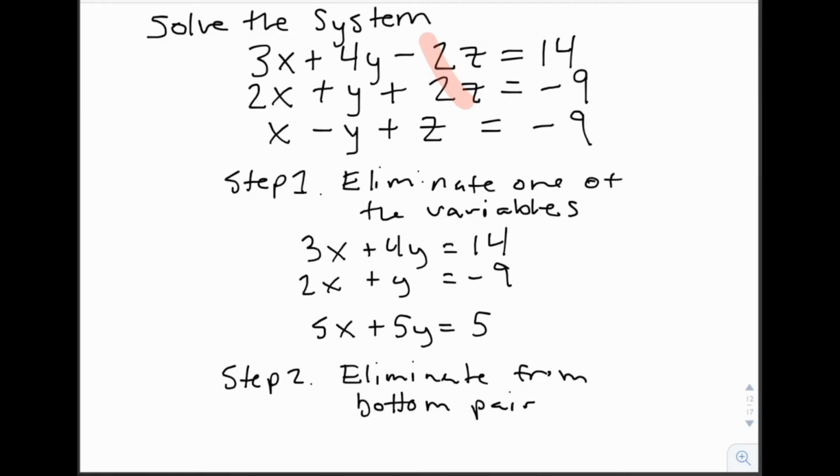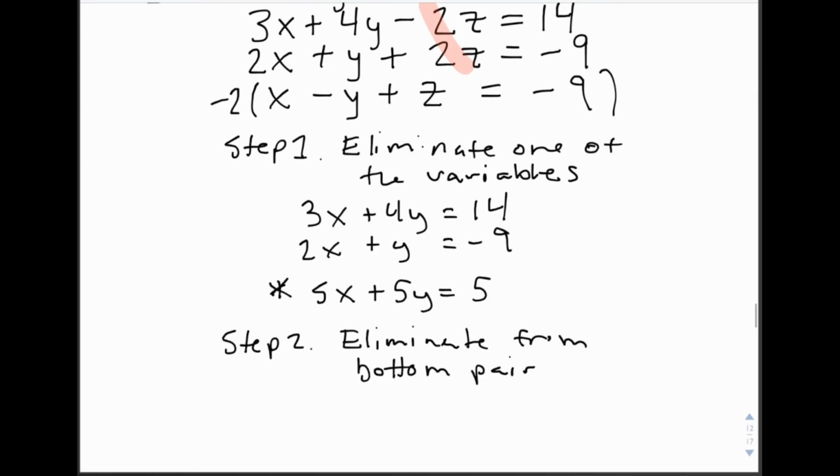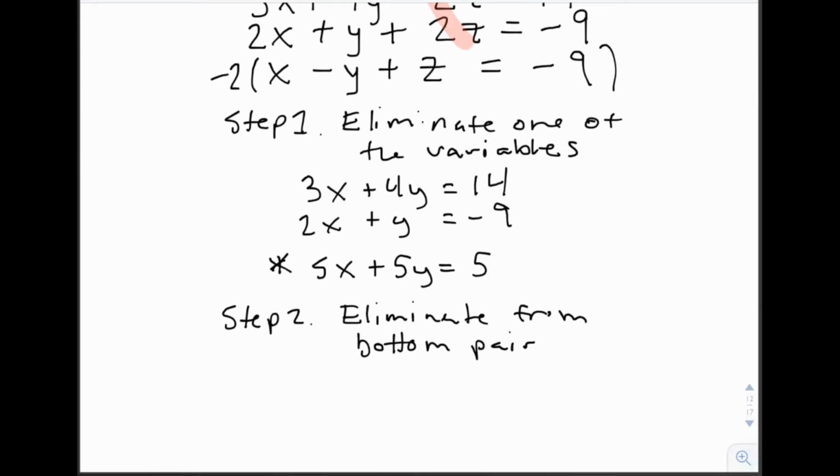I will also star this equation here so that we can use it for reference later. So eliminating from the bottom here, what do we need to multiply the bottom by in order to eliminate one of the variables? Well, we want to try to be consistent here, so we can eliminate those z's. What do we need to do? Well, we need to multiply by -2 in order to eliminate those z's there. So let's multiply that bottom one by a -2.